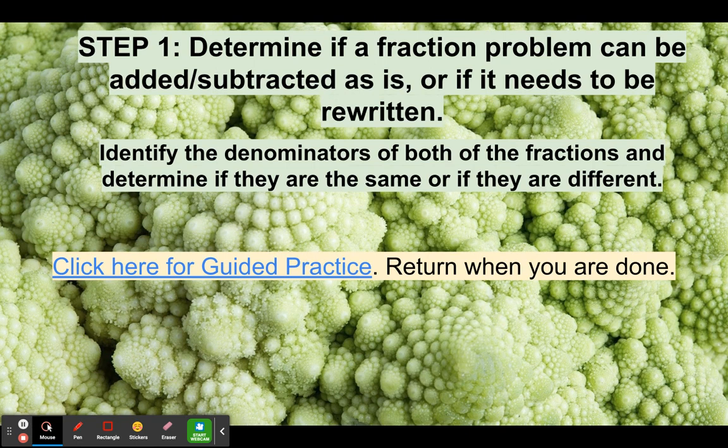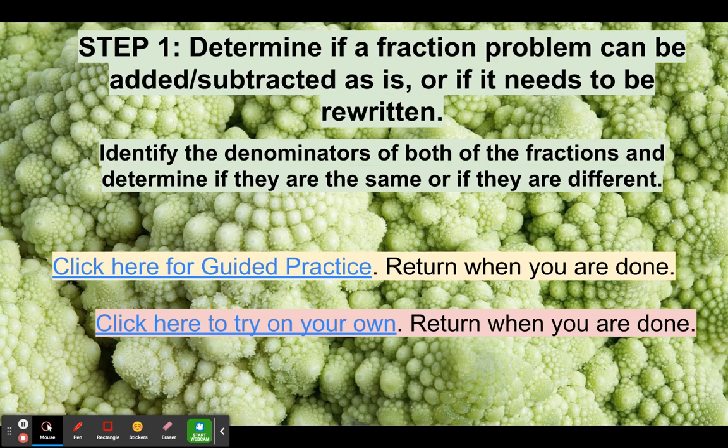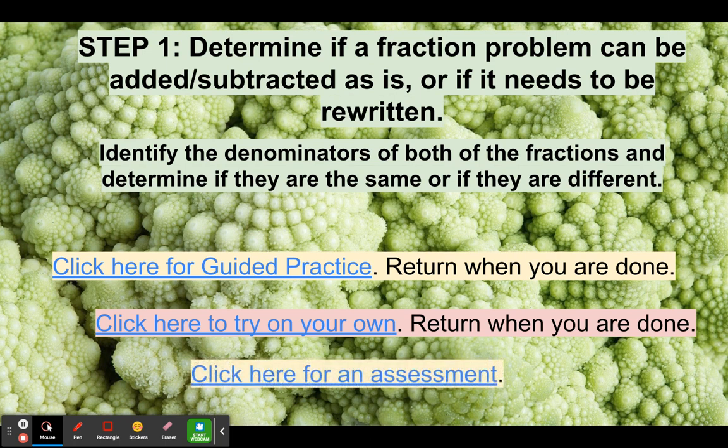Please click on this link for guided practice on how to identify fraction problems that need to be rewritten before they can be added or subtracted. Click on the link, complete the activity, and return when you are done. Click on the link so you can practice identifying fractions that need to be rewritten on your own. Please return when you are done. Click on the link for an assessment.